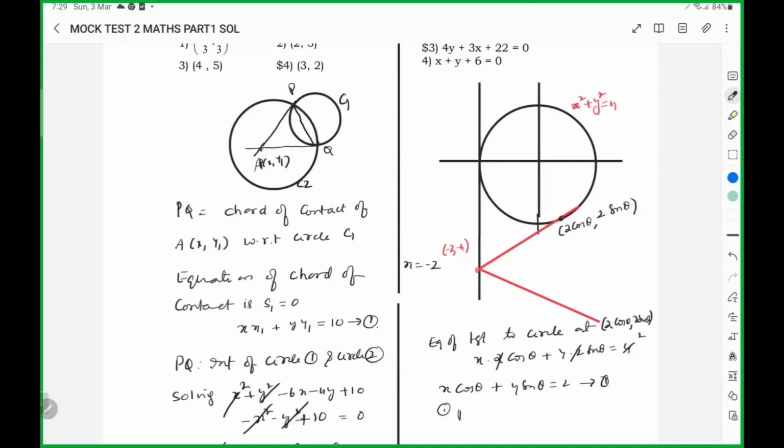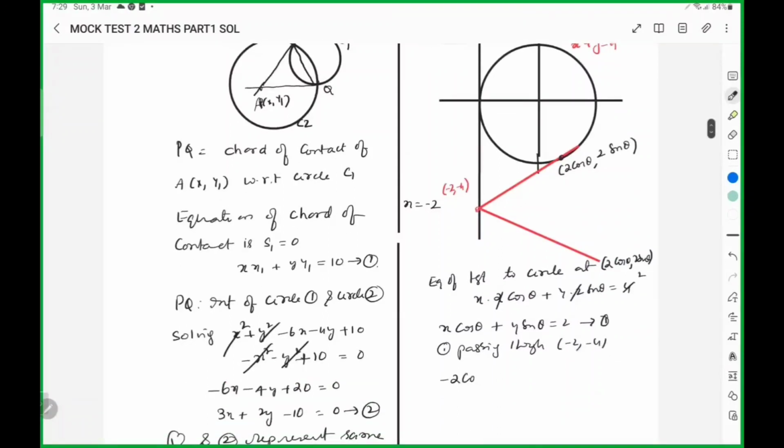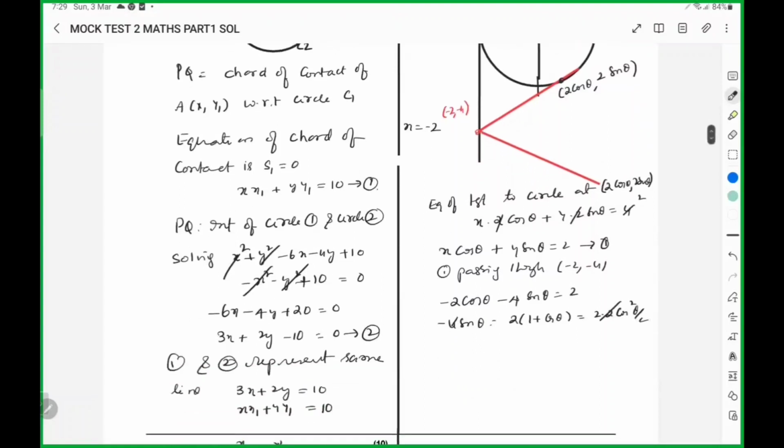It is one passing through -2 comma -4. So -4 sin theta is 2 into 1 plus cos theta, 2 cos square theta by 2. So here we get cos square theta by 2. Tan theta by 2 is -half.